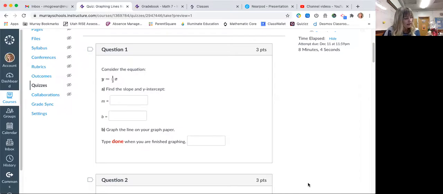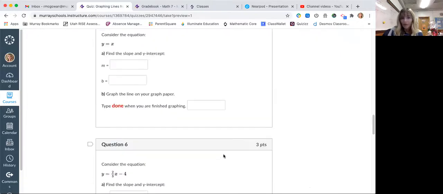Now to put this into Canvas, just to give you reminders and show you what you're supposed to type in, keep you on track here, here's what it actually has you type in. So the slope is 1/2. We wrote it on our paper. Type it into Canvas. m equals 1/2, b equals 0. This part says graph the line on your paper. Of course, you're doing that on your paper, and then just type the word done when you finished it so that you don't forget.